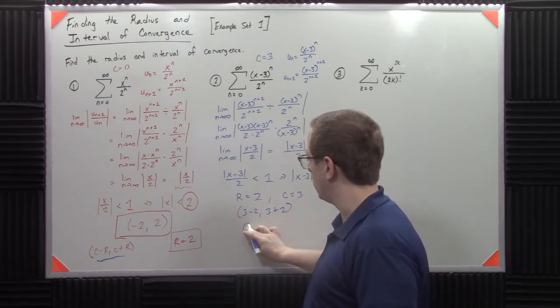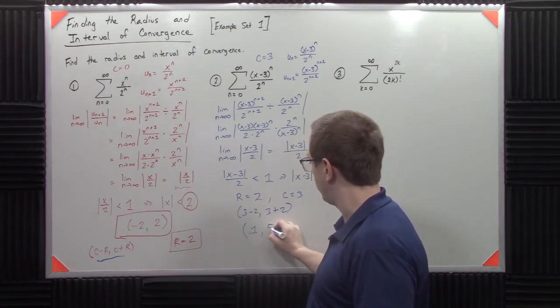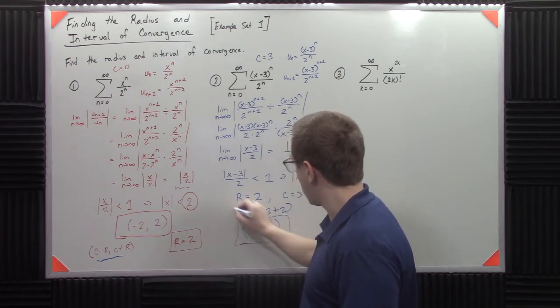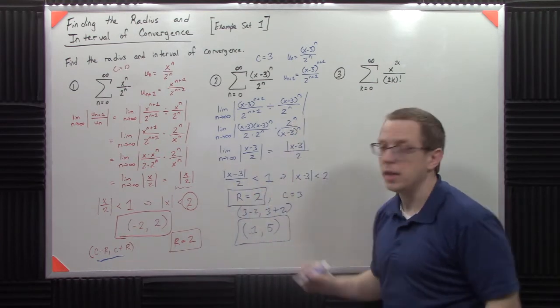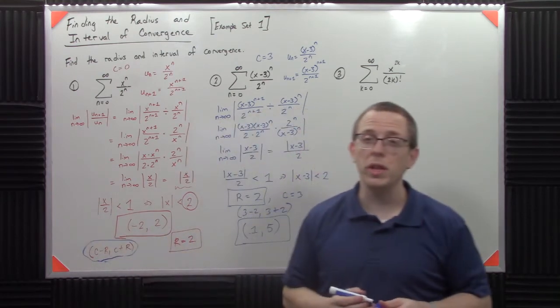So my interval is from 1 to 5. So that's my radius, and that's my interval of convergence. Again, just using this formula. That's one of the easier ones to use.